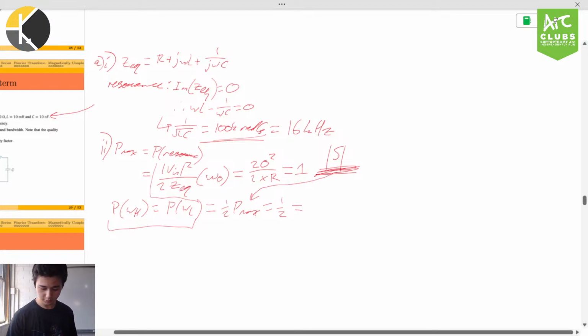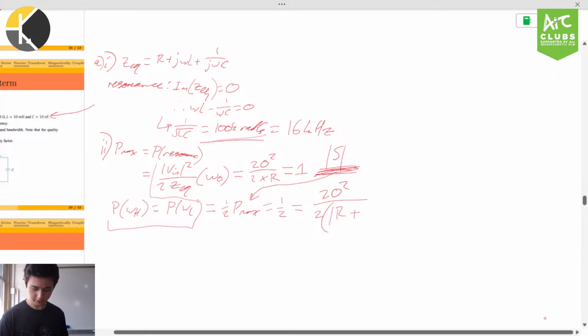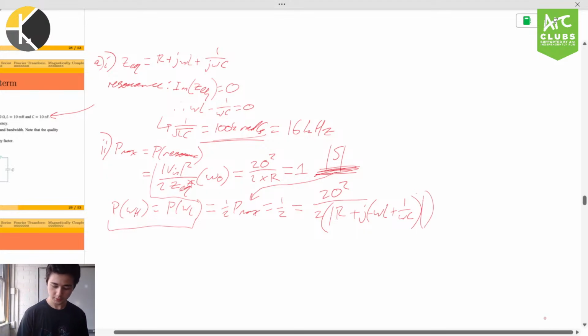So we say 1/2 equals V in squared, 20 squared, on 2 times the magnitude of R plus j omega L squared. Mind you, it shouldn't be ZEQ, it should be Z conjugate. It shouldn't matter too much just because we're taking absolute values. So we would actually have it looking a bit more like this. Don't forget the absolute value. There we go.